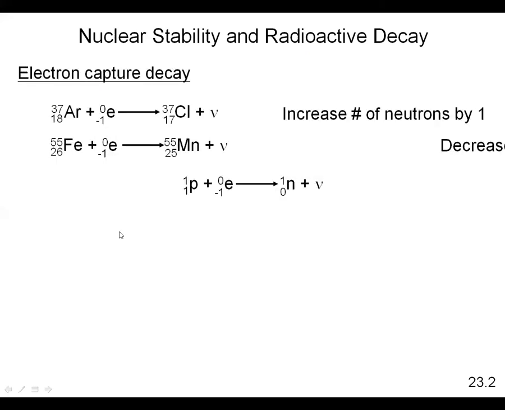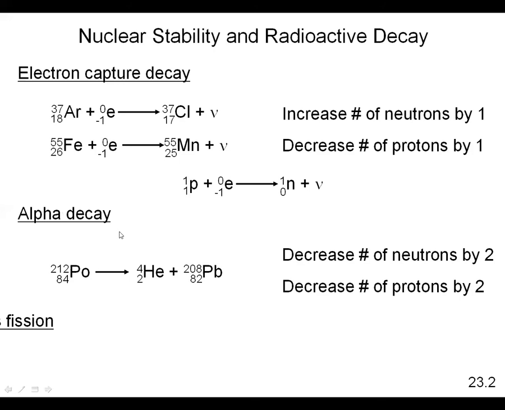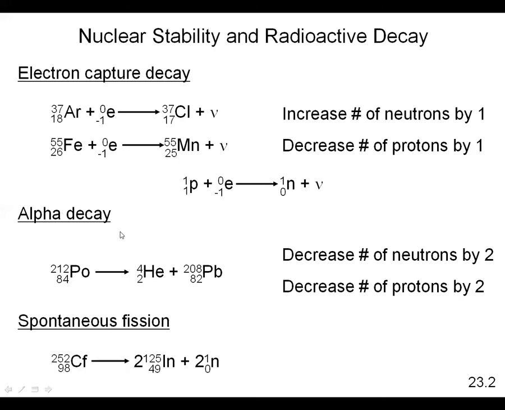Now, electron capture again is the one where we would see the particle on the reactant side, and that's what we do see here. And in an electron capture, we're increasing the neutrons by 1 and decreasing the protons by 1. So basically what's happening here is our proton and our electron are going to come together and produce a neutron.